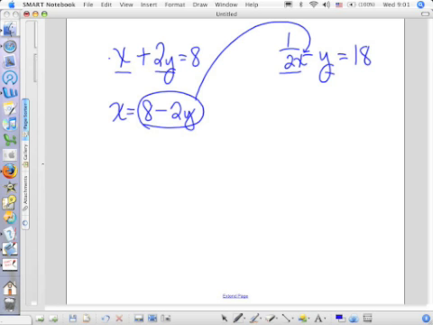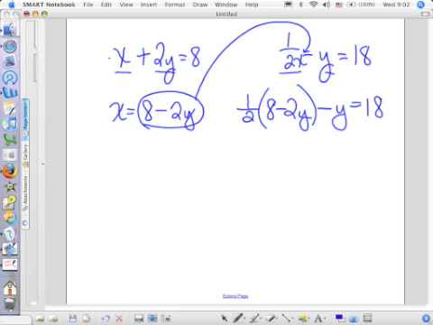So now I have 1/2 times the expression that x is equal to, 8 minus 2y, minus y is equal to 18. Now what have I accomplished by plugging that in? You only got one variable now. So now I can actually find out what y is equal to. All right, well, let's solve for y. What's the first thing we need to do?